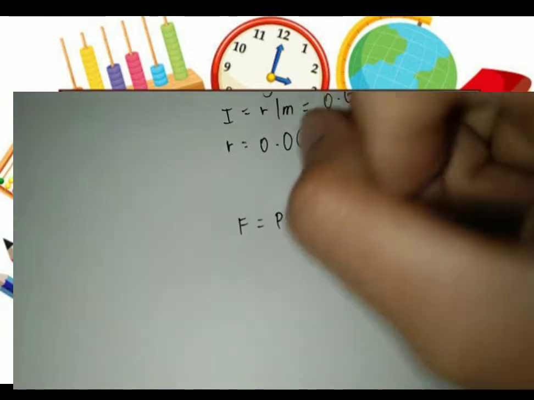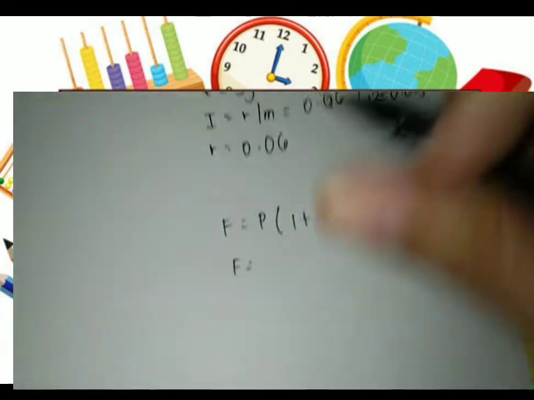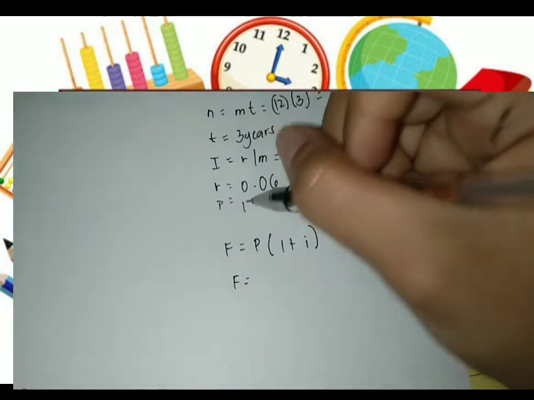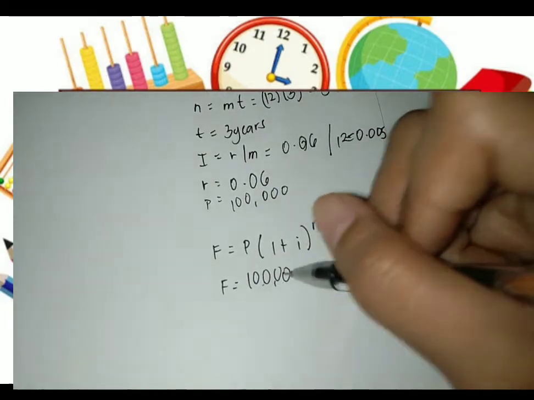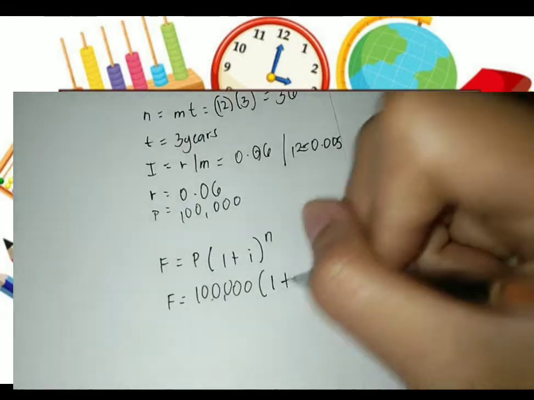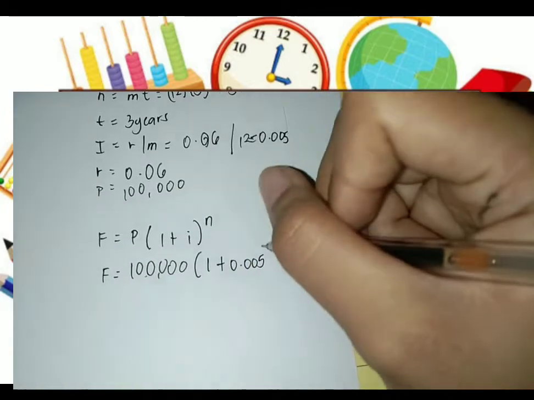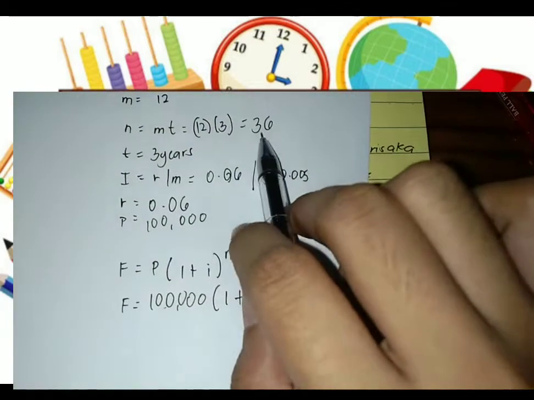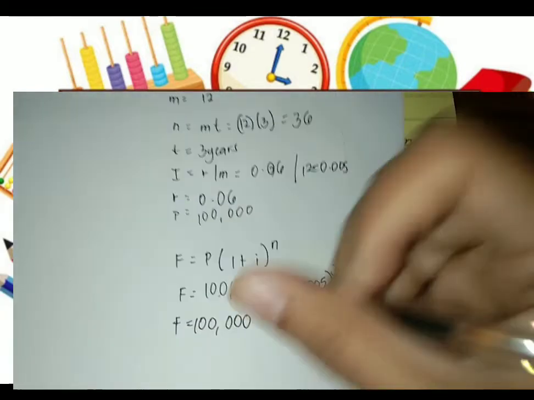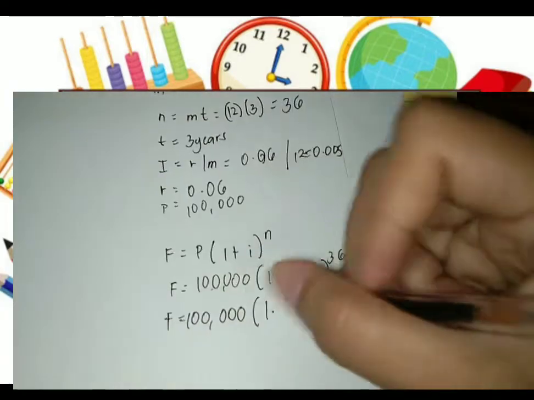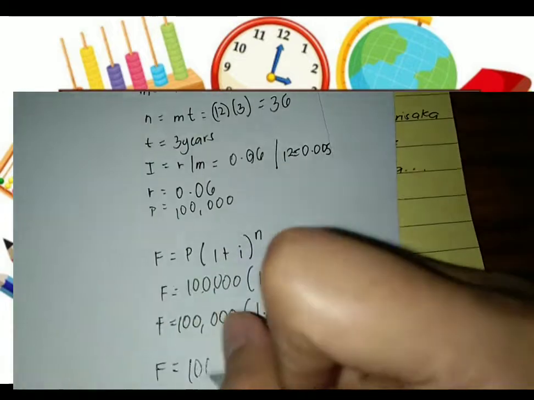F is equal to P quantity 1 plus i raised to n. So F is equal to our P, which is 100,000, and quantity 1 plus i, which is 0.005 raised to n, which is 36. Okay, so F is equal to 100,000 times 1.005 raised to 36.